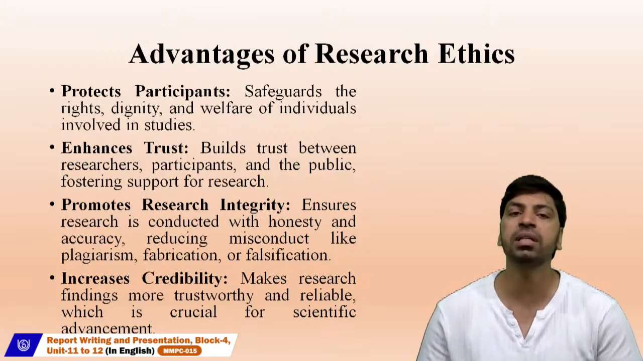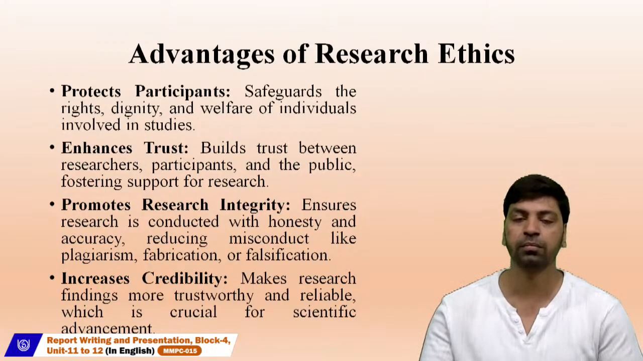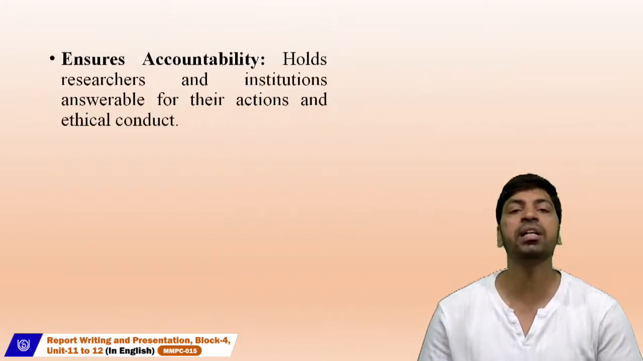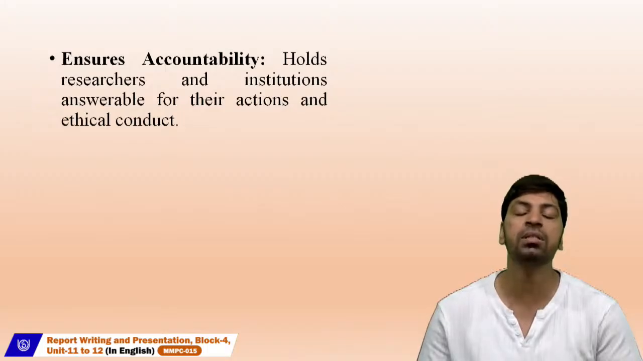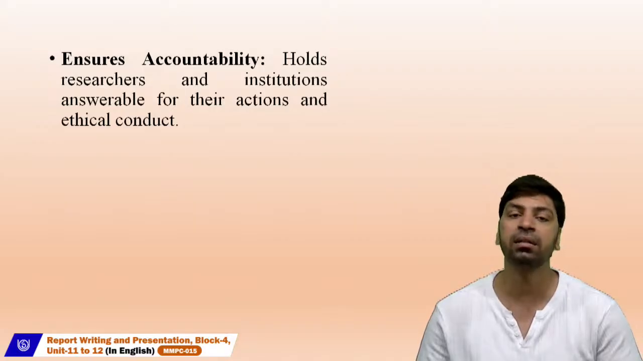Next is promoting research integrity. It ensures research is conducted with honesty and accuracy, which reduces misconduct, plagiarism, and favoritism of data and standards. Next is increased credibility. It makes the research findings more credible and more trustworthy, which is crucial for scientific advancement and innovation. And the last one is that it ensures accountability. Research ethics always holds the researchers, and the public or private institutions, responsible to answer for their actions and ethical conduct.